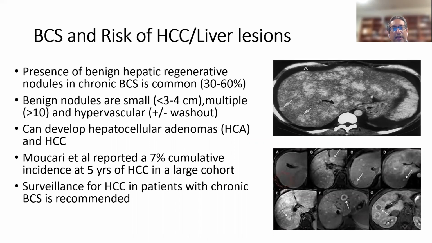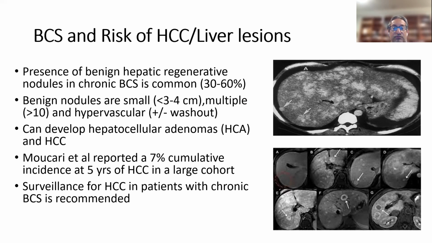Lastly, a few points I wanted to make sure we understand. These patients have a risk of benign regenerative nodules, especially in chronic Budd-Chiari syndrome, at 30 to 60%. It's sometimes very hard for the radiologist to differentiate whether these nodules are benign or HCC. Most of these regenerative nodules are small, less than 3 to 4 centimeters, and multiple. They can be more than 10. Sometimes they are hypervascular, even worse, and they may even have washout. So it will be very difficult to differentiate from hepatocellular cancer.